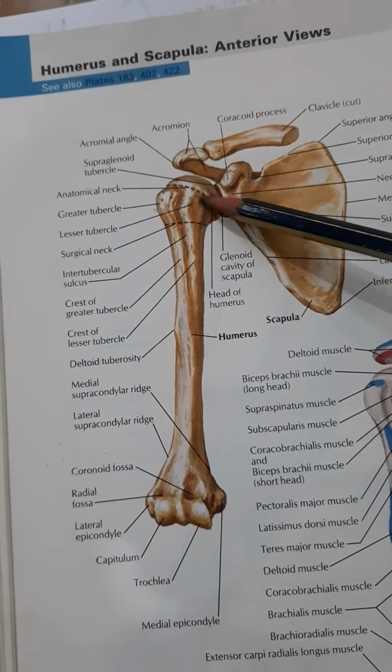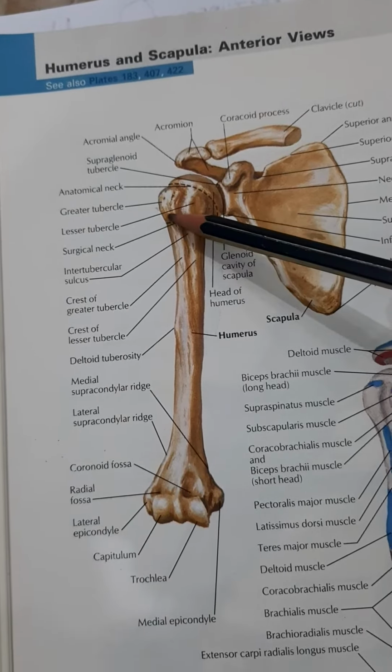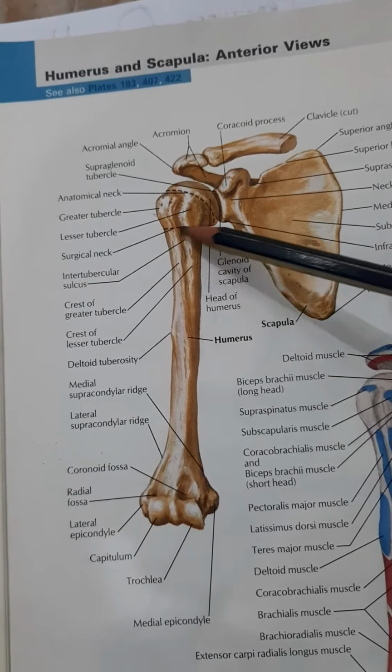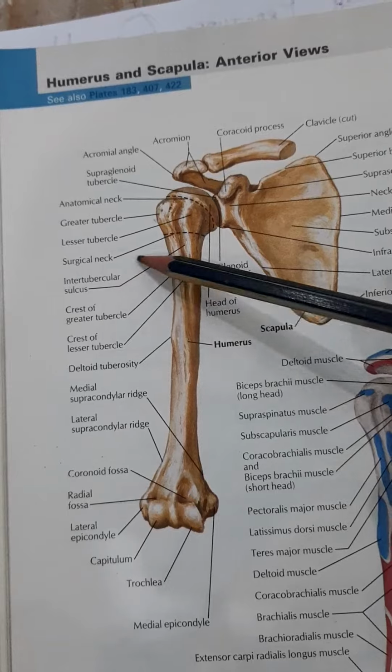Here, articular head fragment, most commonly anatomical neck, greater tuberosity, lesser tuberosity and shaft. In the shaft, mostly fracture occurs at this site, so it is also called the surgical neck.